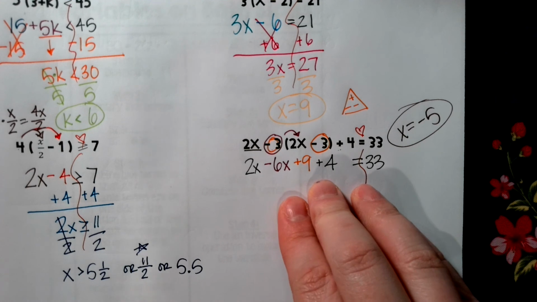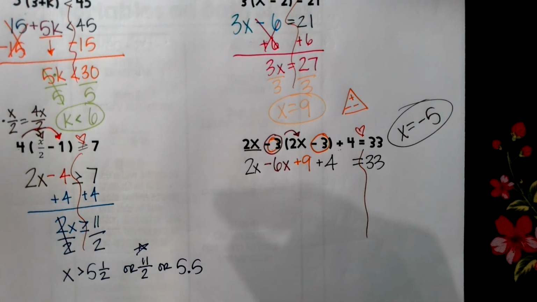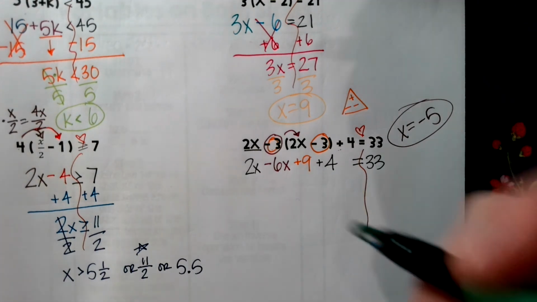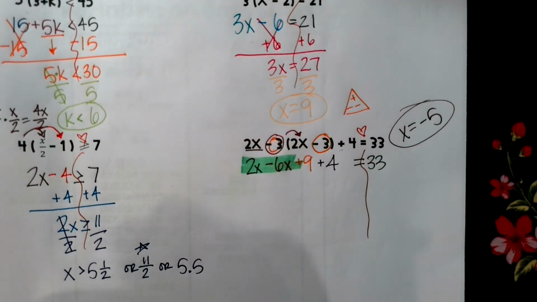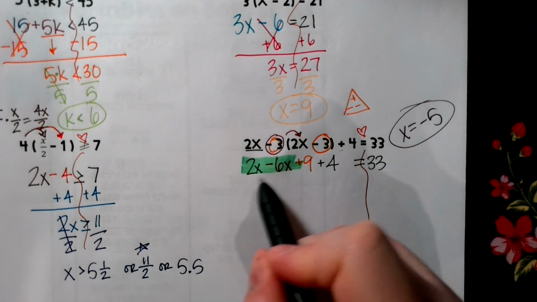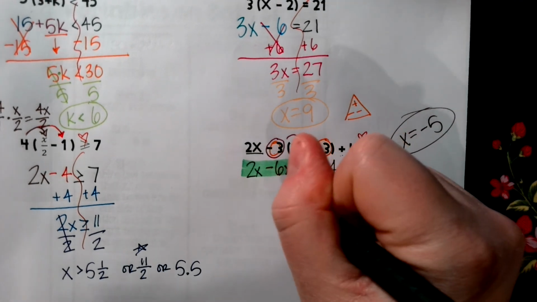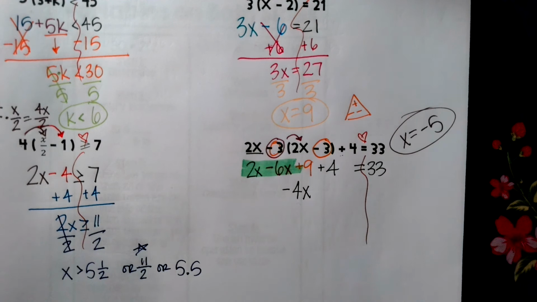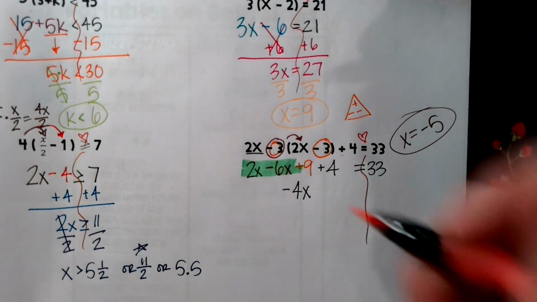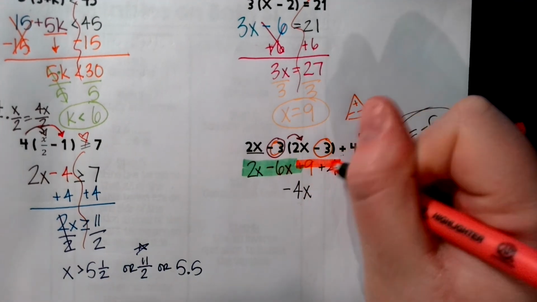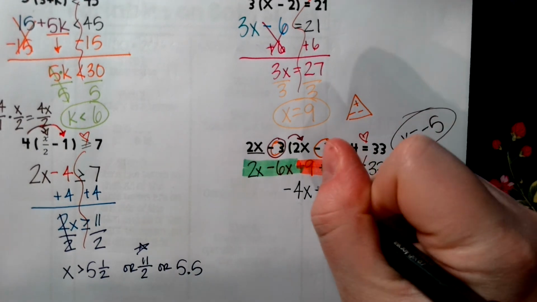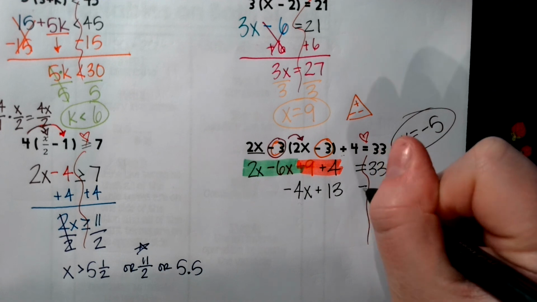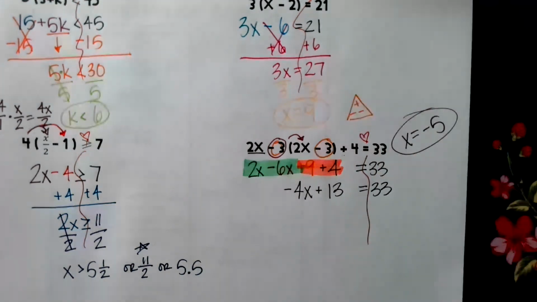Now we need to combine our like terms. So first, for our x's, we have a 2x minus 6x. That's going to combine and give us -4x. And then we need to combine our +9 and our +4, which is going to give us a +13, which again is all going to equal 33.